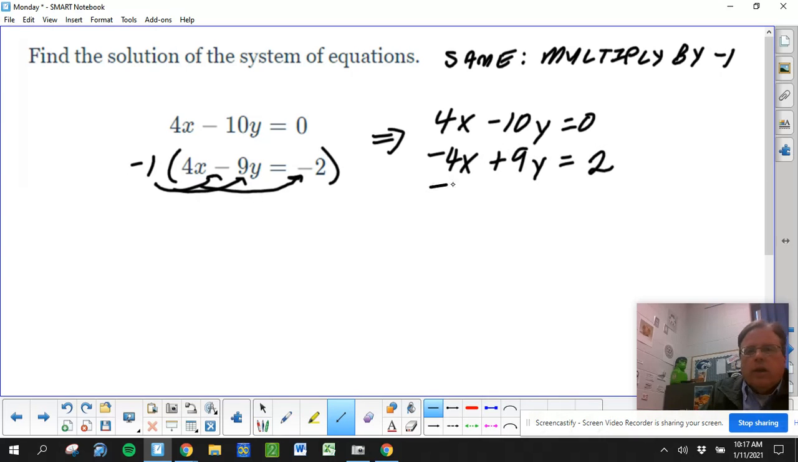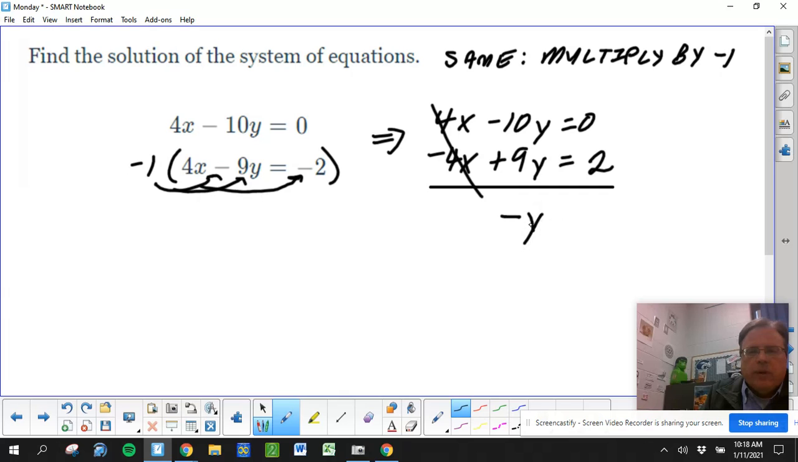Cool. Now I'll add going down. Why did I do that? Here's why. 4 plus negative 4 cancels. Okay, now remember we distributed, so all these signs changed on the bottom. Negative 10 plus 9 is negative 1y. And if you want to put a 1 there, you can, but it's a negative y. And then 0 plus 2 is 2.